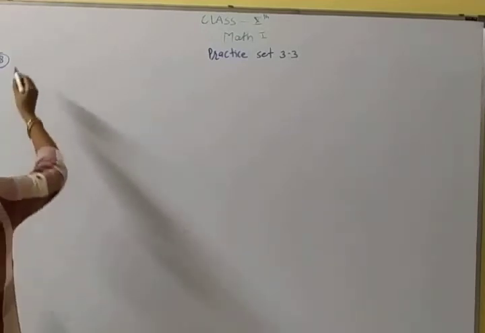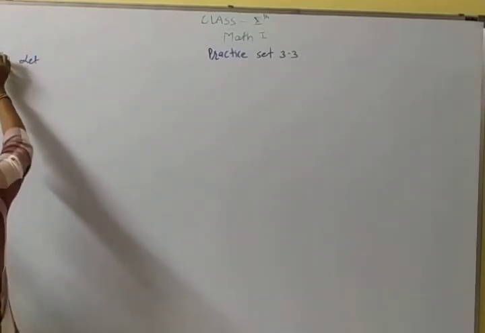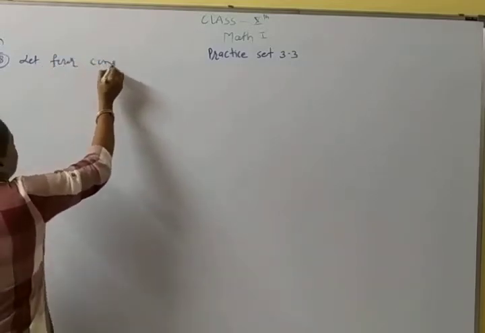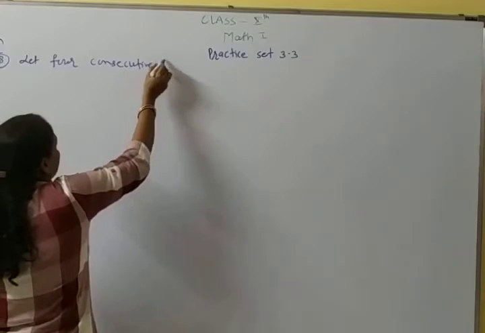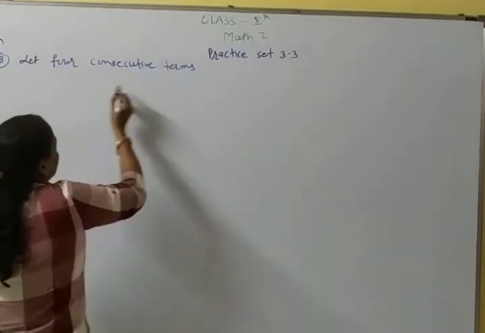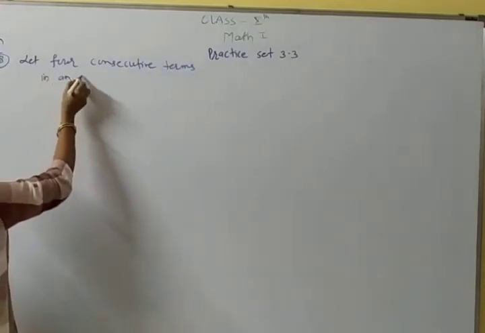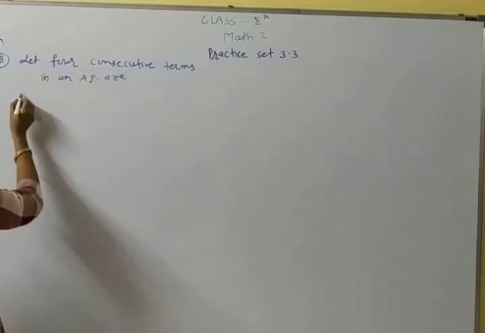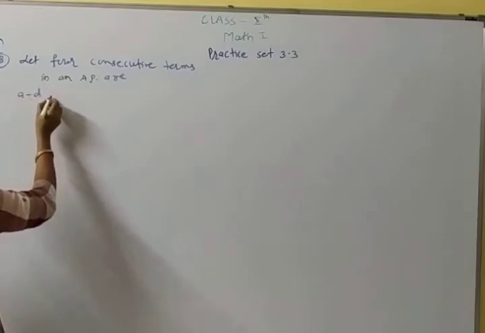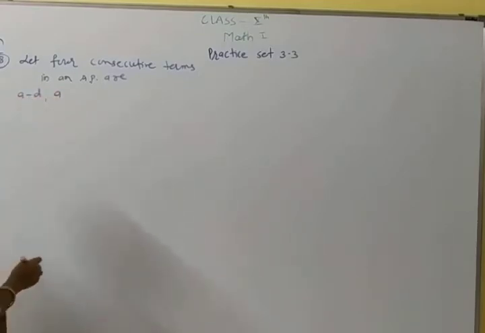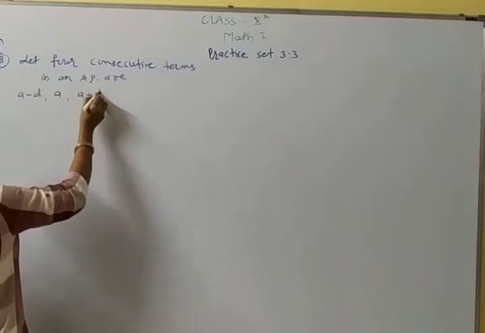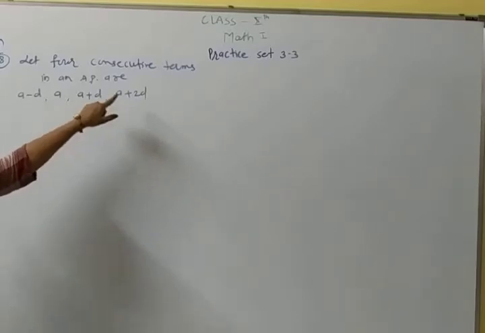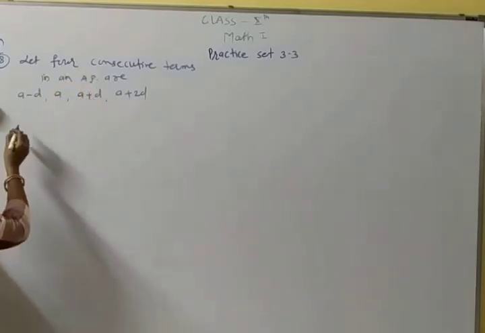Solution: let the 4 consecutive terms in an AP be as follows. The first term is a minus d, the second is a, the third is a plus d, and the fourth is a plus twice d. These are the 4 consecutive terms in an AP.